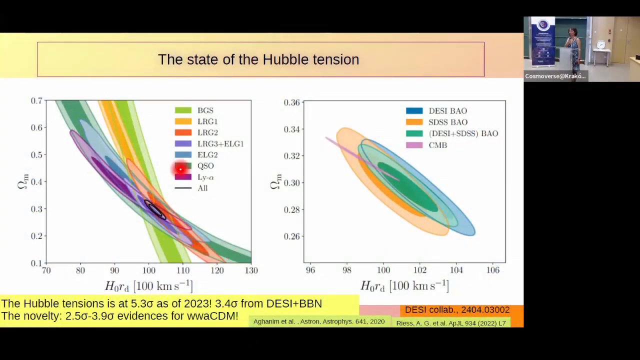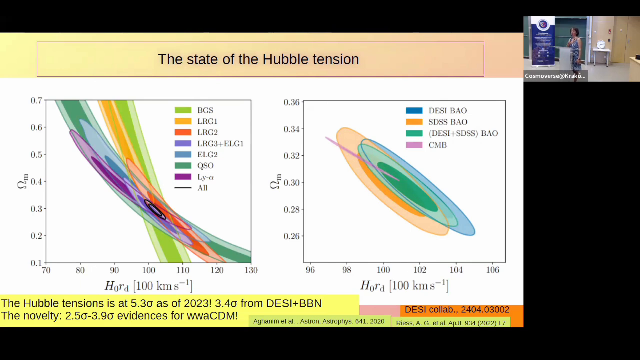Here we have the different redshift tracers, and you can see that this degeneracy deviates for the different redshifts. If we join them, we get this nice plot next to it. This is DESI's result for omega m and H0rd.